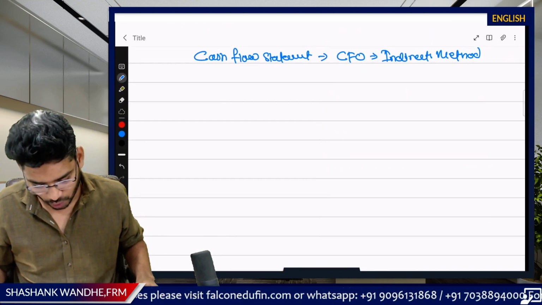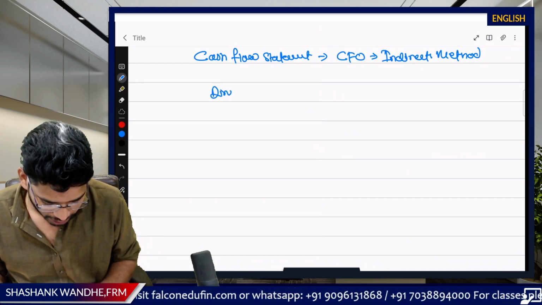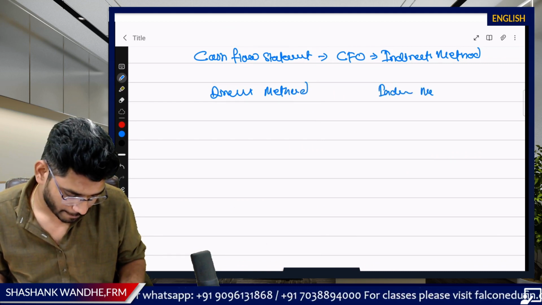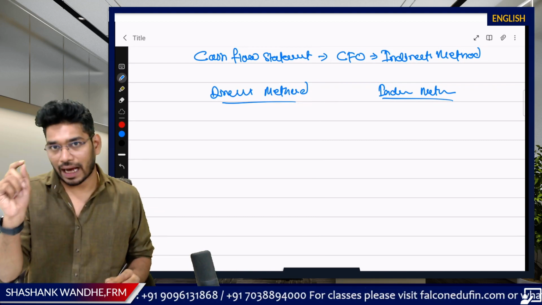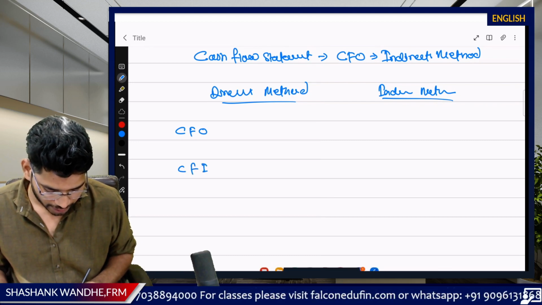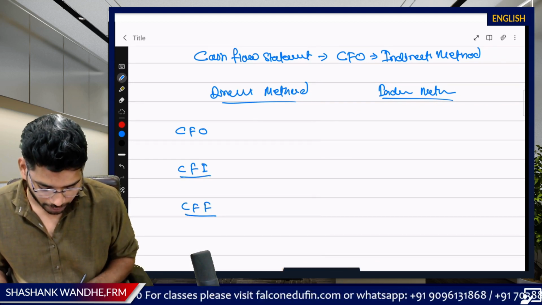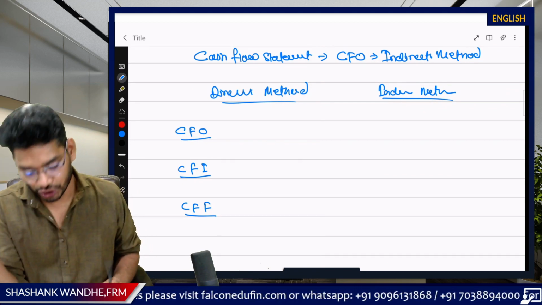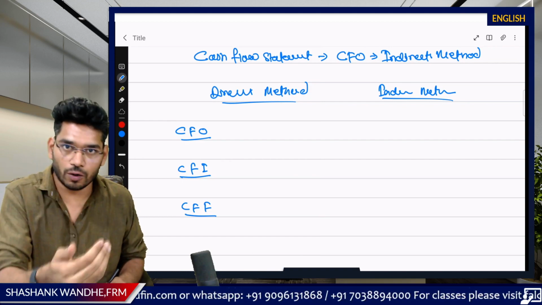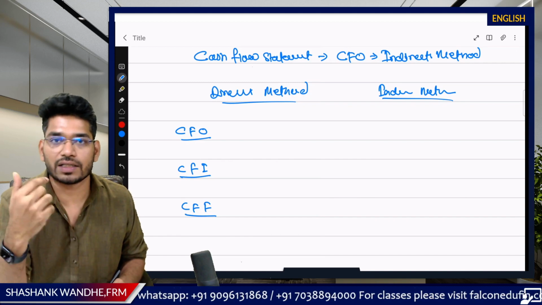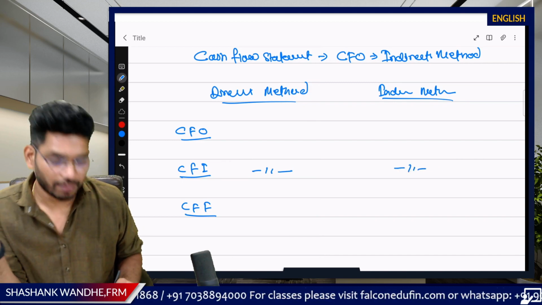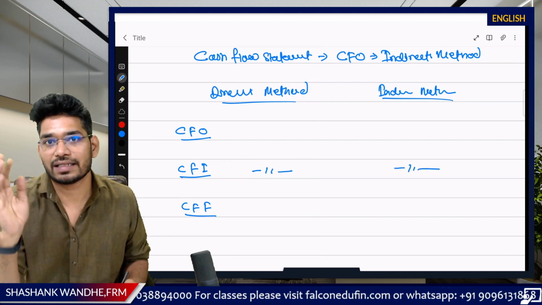Now we know there are two methods: direct method and indirect method. Now, in both direct method and indirect method, we report cash flows in the format of CFO, CFI, CFF. Cash flow from investment, cash flow from financing, and cash flow from operations. If you consider the CFI part, cash flow from investment, mainly this is the cash outflow, and this relates to the investment in securities or investment in fixed asset. If you consider the CFI part in the statement, it is exactly same in direct and indirect method.